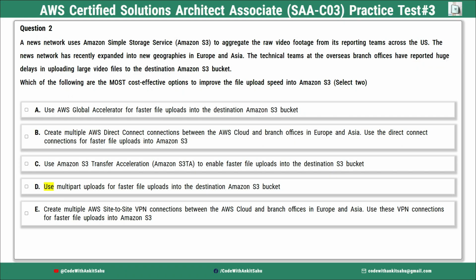Option D. Use multi-part uploads for faster file uploads into the destination Amazon S3 bucket. Option E. Create multiple AWS site-to-site VPN connections between the AWS Cloud and branch offices in Europe and Asia. Use these VPN connections for faster file uploads into Amazon S3.